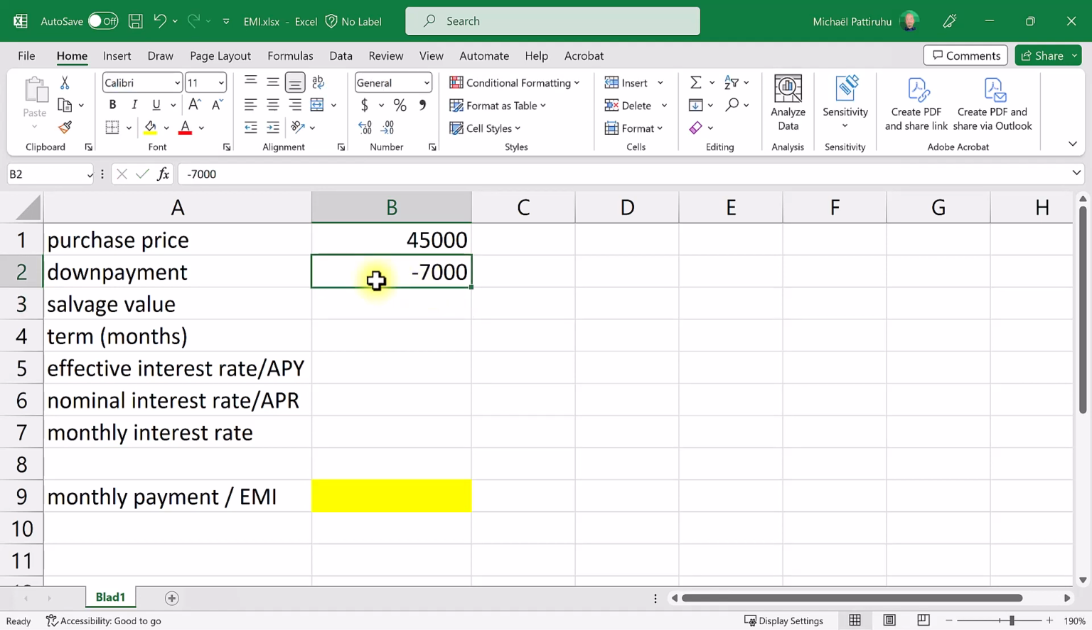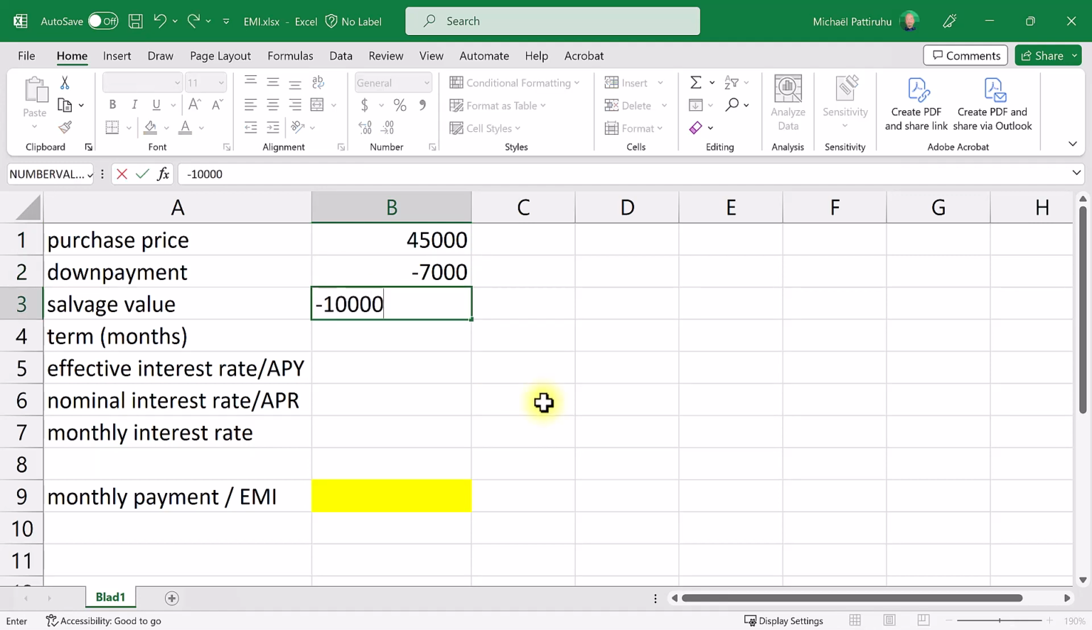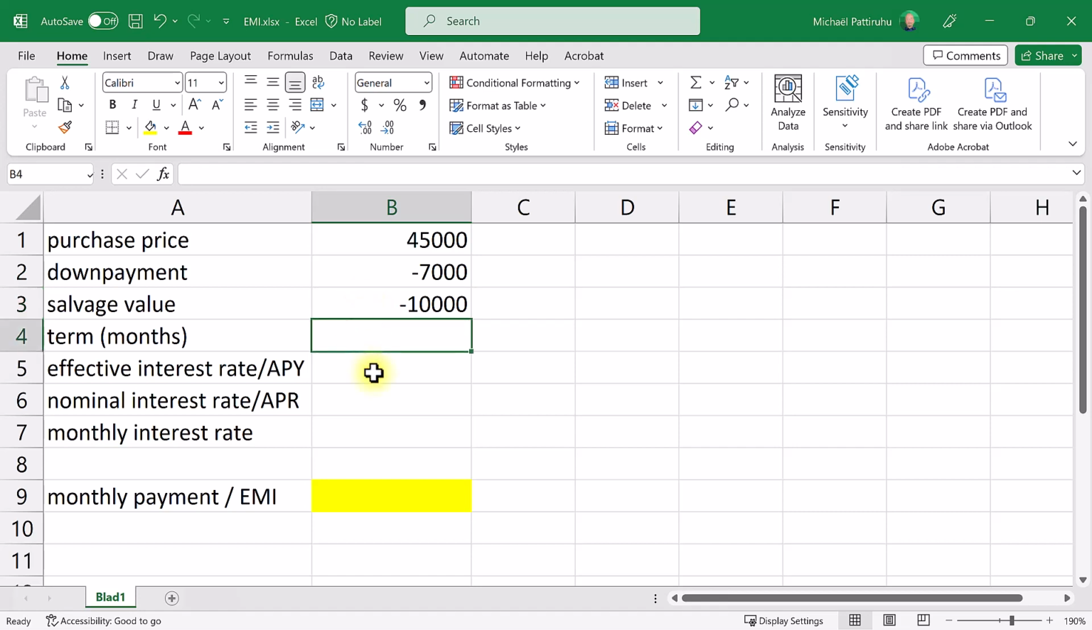$7,000. I typed negative $7,000 because whenever you're dealing with financial functions in Excel, Excel sees money that you receive as positive values and money that you pay as negative values. Then the salvage value of the car, let's say $10,000. And the salvage value of your car is the price I expect to get once I sell the car after the loan term. So I'm paying $7,000 at the beginning of the loan, then a small payment every month, and at the end, one big payment of $10,000.